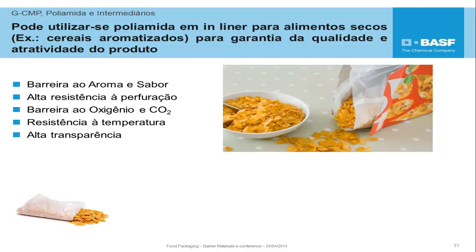Also, applications are being developed with polyamide materials as liners of cereals, used to protect them from other solvent products during the transport of food, for example, from coming into contact with oils.